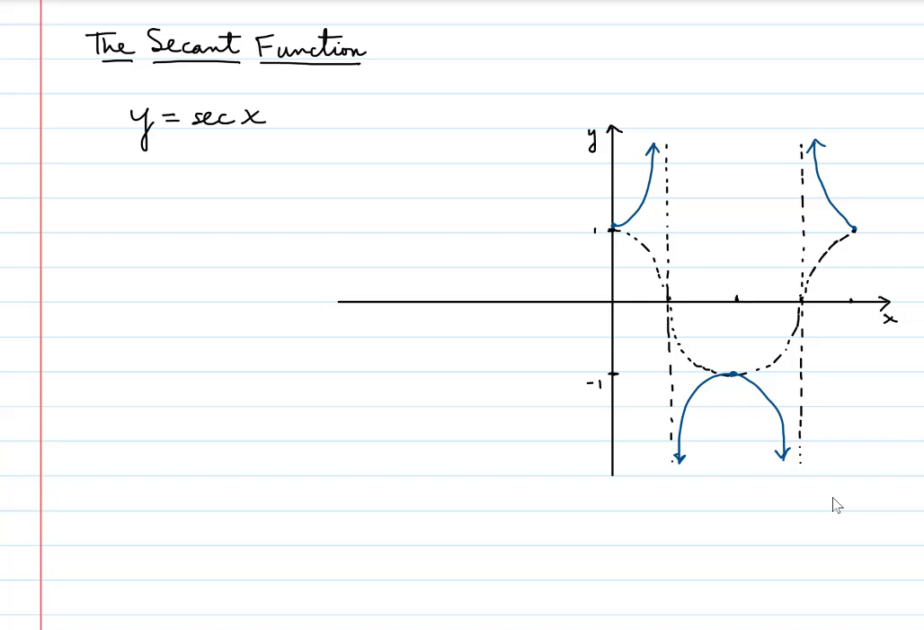Now of course this is 2 pi, so we're going to see that the period is still 2 pi, and we're going to have similar characteristics here. Now of course this keeps going. If we wanted to graph more, we can keep doing that.